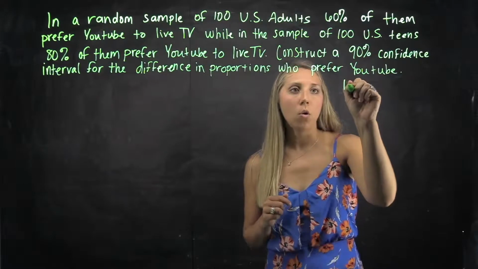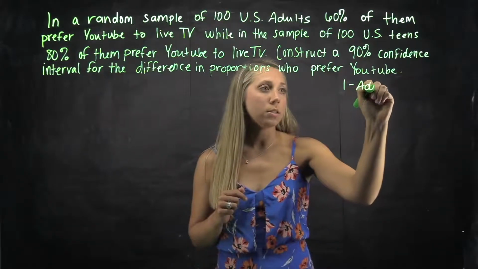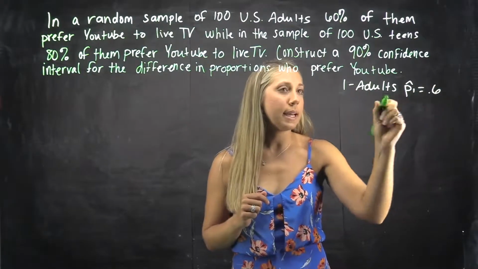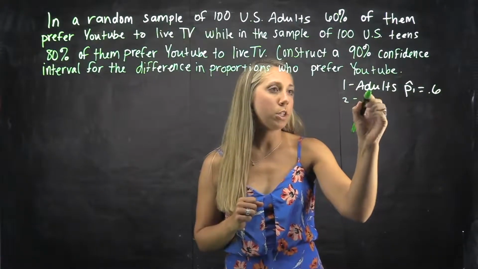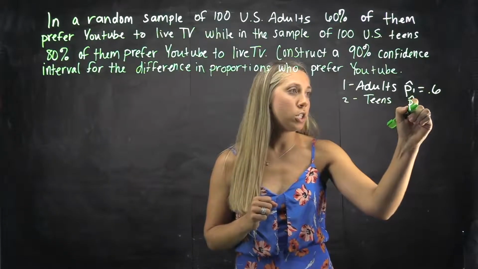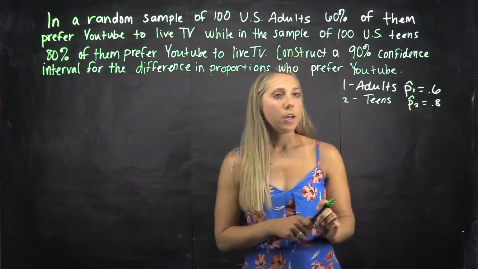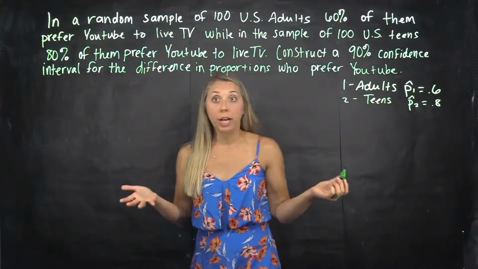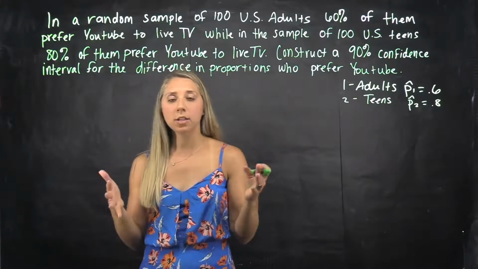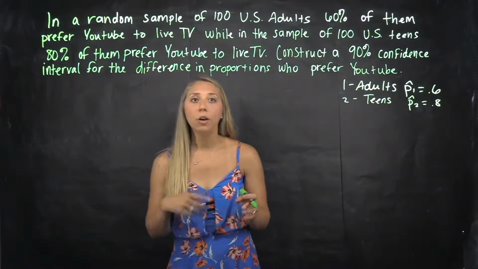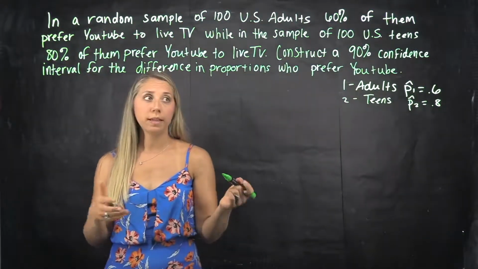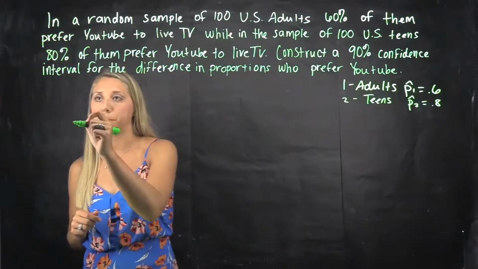I'm going to call group 1 my adults, so p hat 1 would be 0.6, and I'm going to call group 2 the teens, so p hat 2 is 0.8. So now we're going to check our conditions like we do every time. These are the same conditions that we've had with confidence intervals for one proportion, except you have two things to check here because we have two groups.